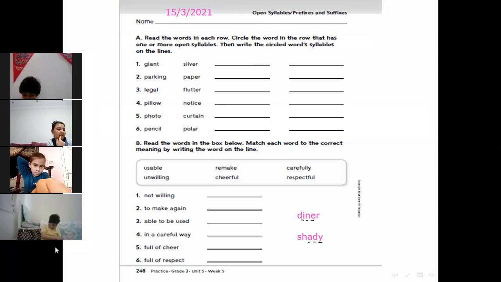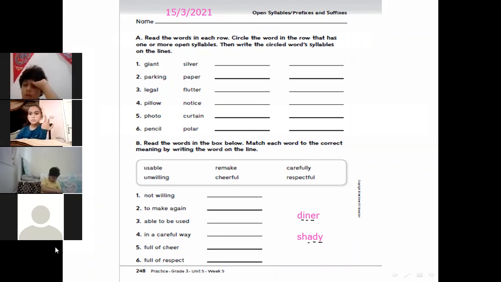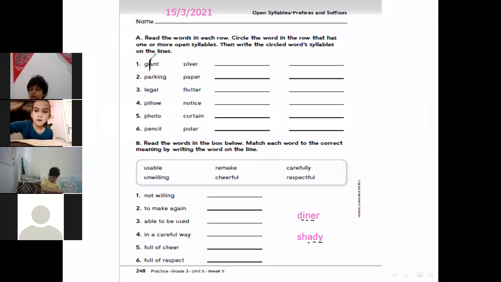Silver. Why does it have an open syllable? No, not silver. Giant. Giant. Why? Because we have two vowels. No, this is not the reason. Because we have a long vowel sound. When we read it, giant, it has a long vowel sound. And if we want to divide it, we will divide it between the I and A. So it will be gi-ant.